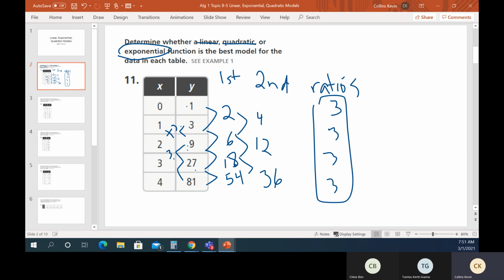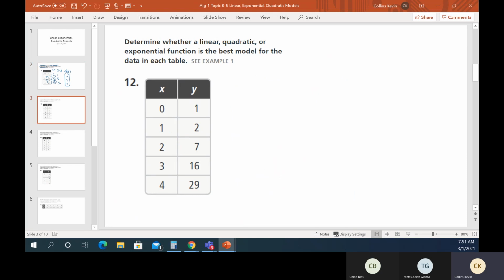All right. Let's maybe do one more of these and we'll call it. Same deal. You don't have to be real specific about this. If you look at this one, it's definitely not going up the same amount every time, so linear's out. If we do 2 divided by 1, that's 2, but 7 divided by 2 is 3.5, so exponential's out. So it must be quadratic, but here's how you figure this out.